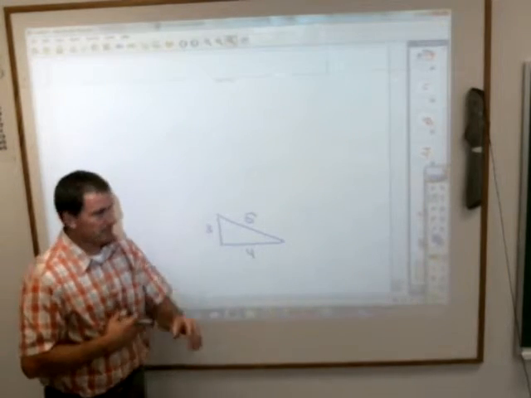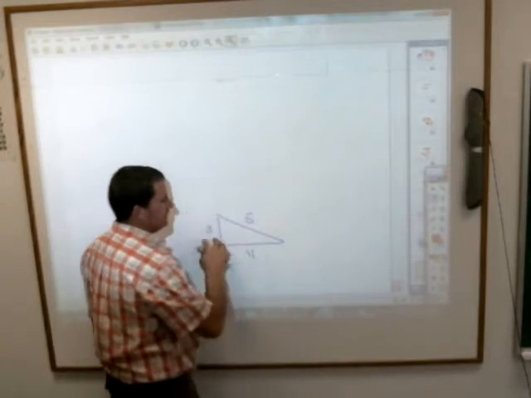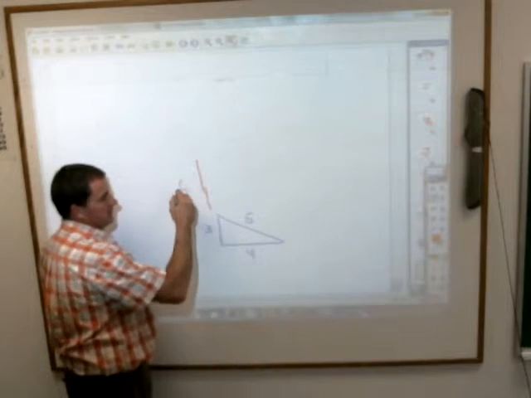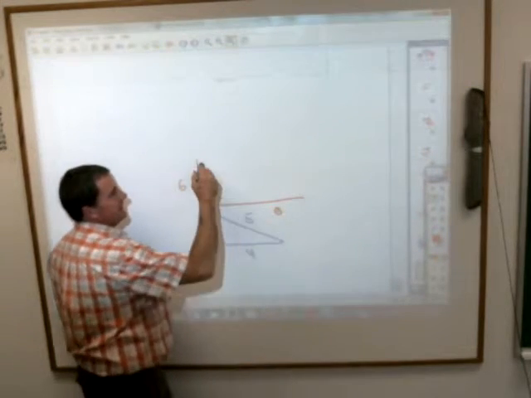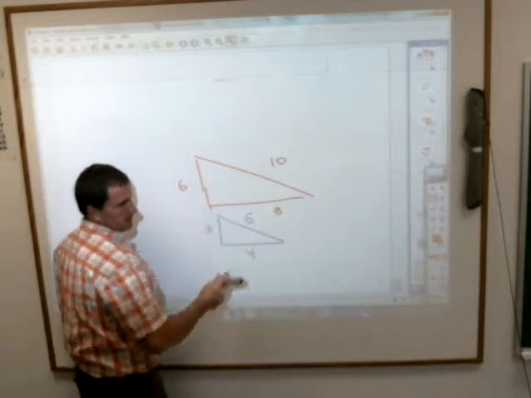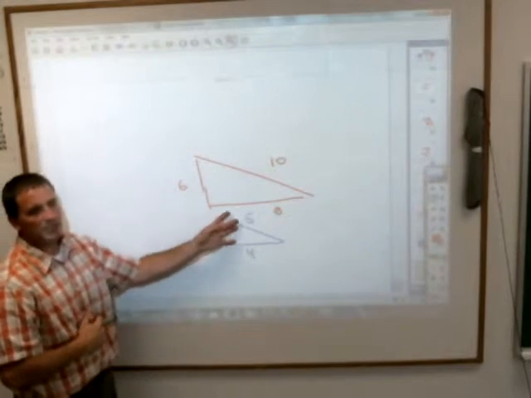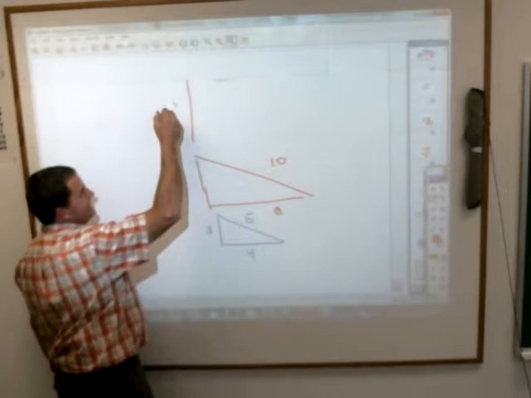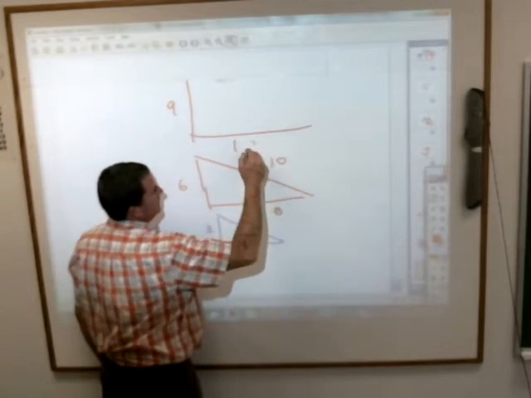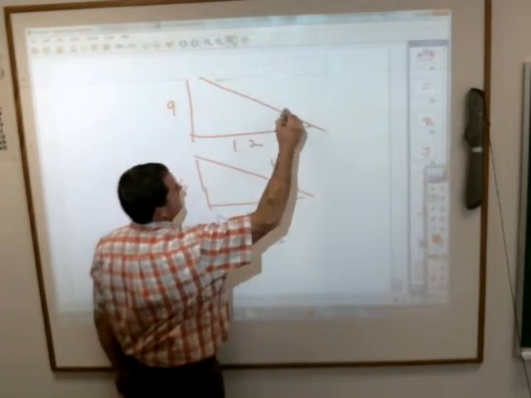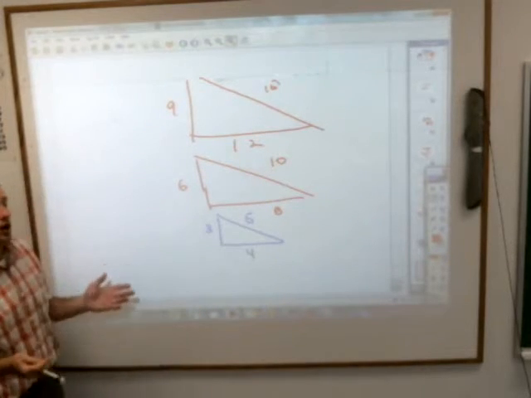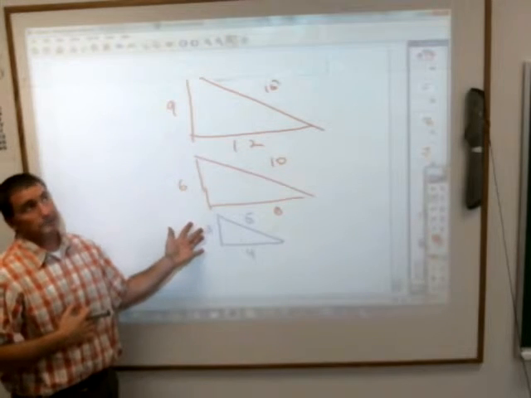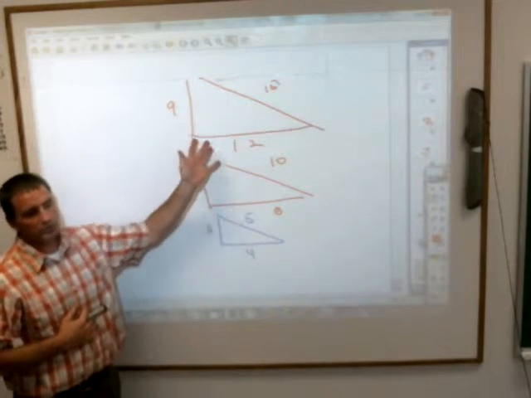In other words, this. If you take every side here and double it and make it 6 and 8, this side would have to be 10. Okay? If you took each of these sides and tripled them, you will get a 9, 12, 15 triangle. Those are all Pythagorean triples too, but they come from this base triangle. It's just doubled or tripled or quadrupled.